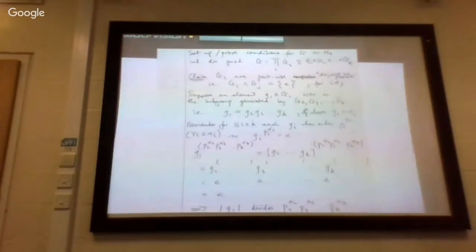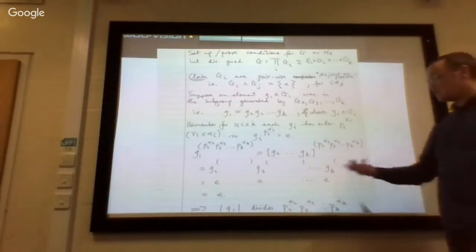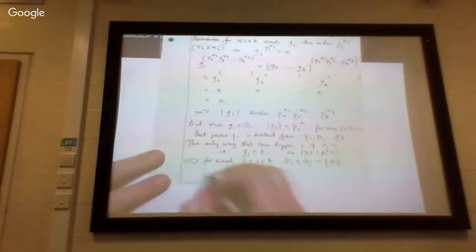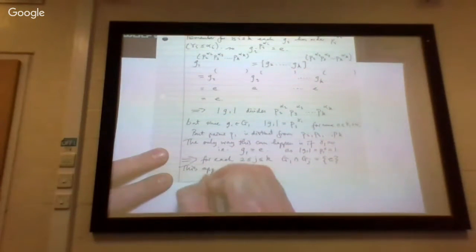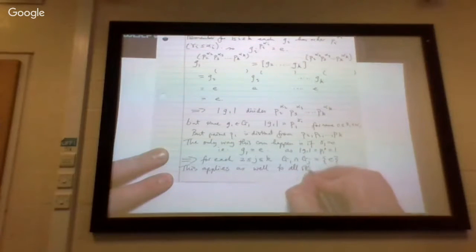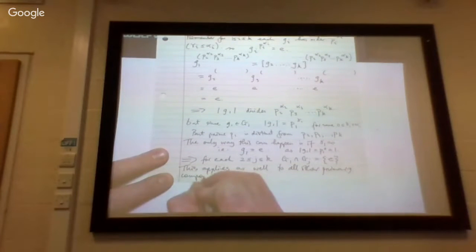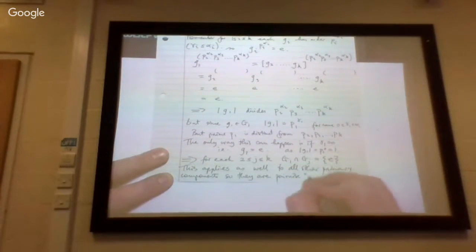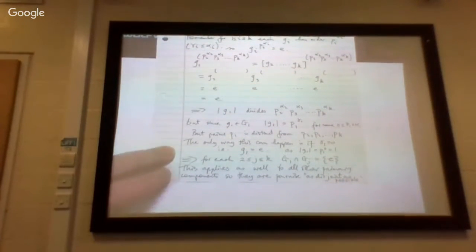So equally well, you can run the same argument to show that any other of the primary components is disjoint from all the other ones as well. This applies to all other primary components, not just G1. So they are pairwise as disjoint as possible. Okay, we've got a collection of subgroups now, any pair of which only overlap in the identity element.